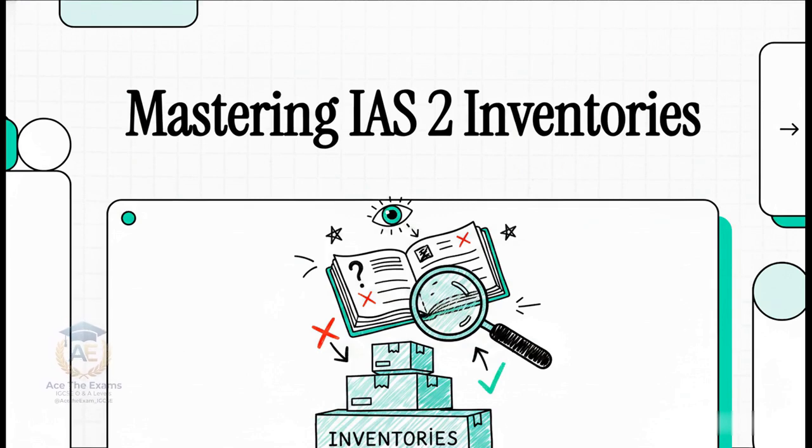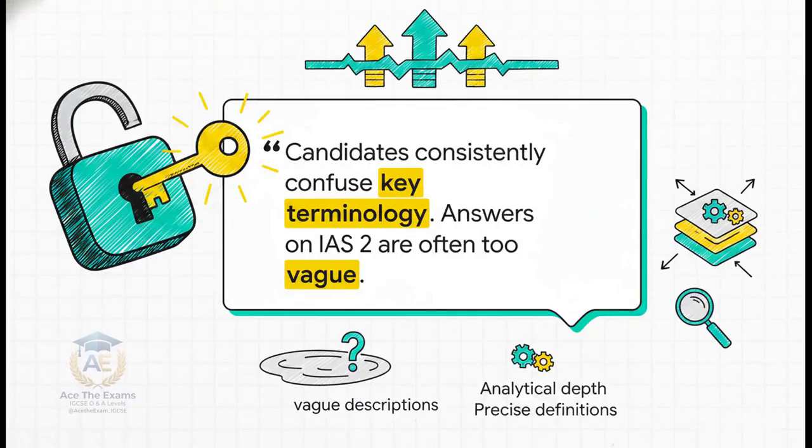Let's dive right in. Look at this direct quote straight from the principal examiner reports. Candidates consistently confuse key terminology. Answers on IAS 2 are often too vague. Examiners want specific details. This is a massive red flag, guys. Memorizing a few textbook definitions the night before won't unlock those top-tier marks anymore.